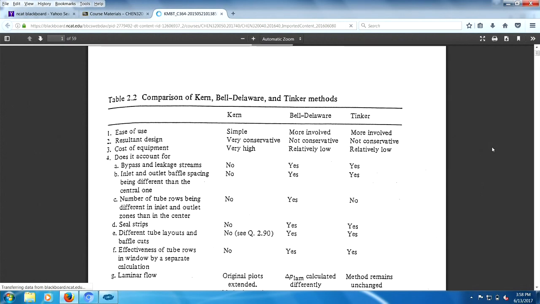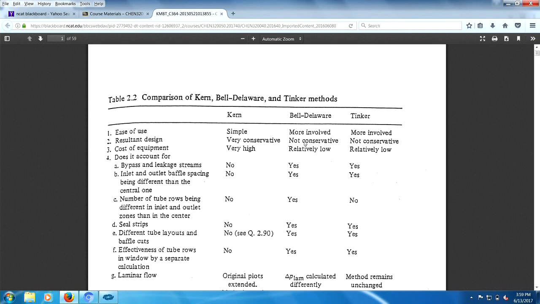Ah, look at that. Actually, you'd want a comparison between, say, 3 design methods, to see which one wins. You have, first off, ease of use. Simple is Kern's method. It didn't take me too long to learn Kern's method. Bell-Delaware, I had to sit down and read through that thing, and literally it took me about 3 weeks to get through. While you guys were watching basketball games, I was going through Bell-Delaware.